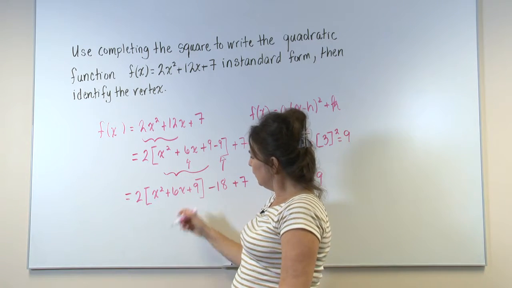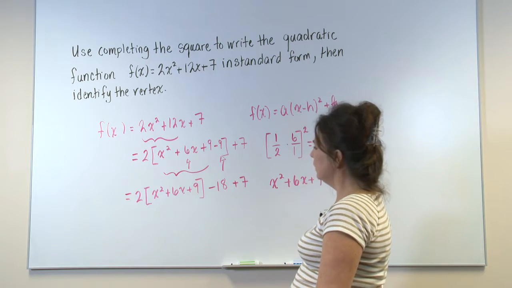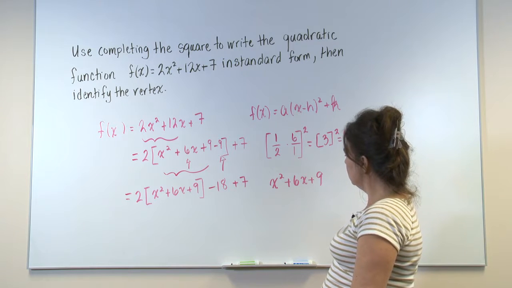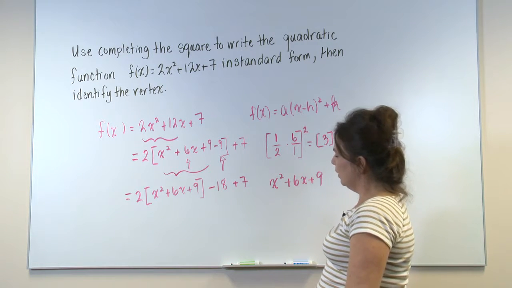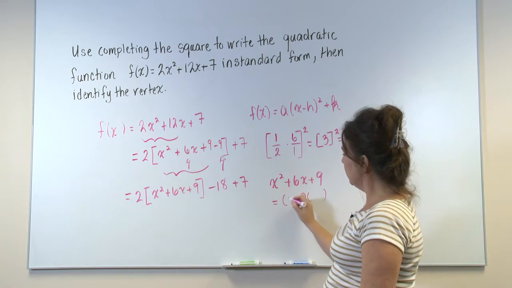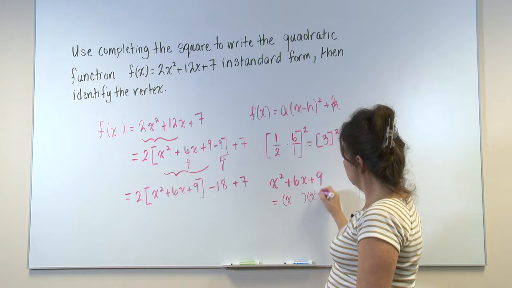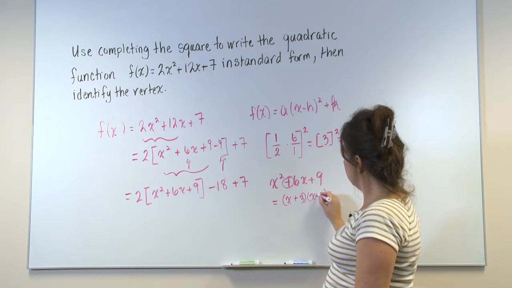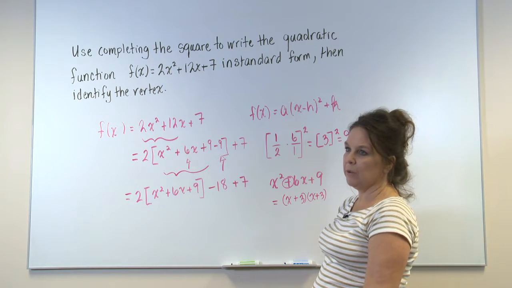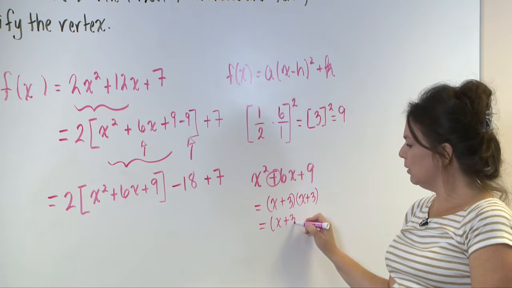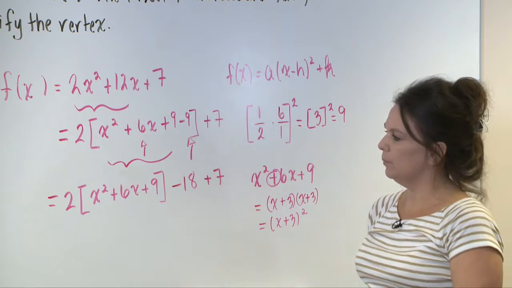So what we're left with inside the square brackets is a perfect square trinomial. x squared plus 6x plus 9. And that will factor nicely. This factors into x times x is x squared. 3 times 3 is 9. And since our sign here is positive, I'll write plus in both of the binomials. Now I can condense the way I write this, and I can write it as x plus 3 squared.